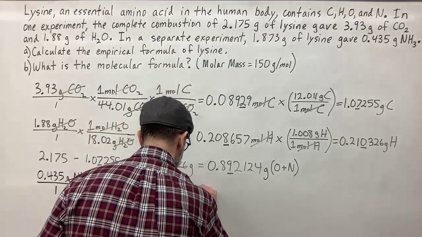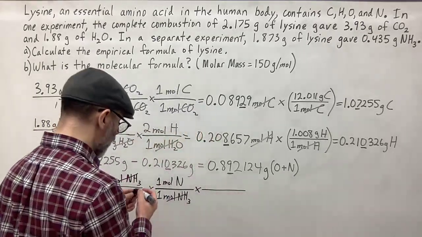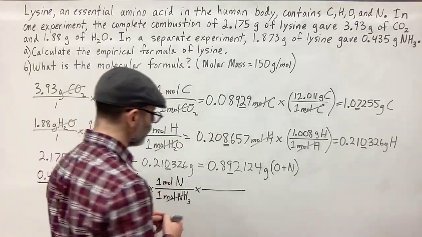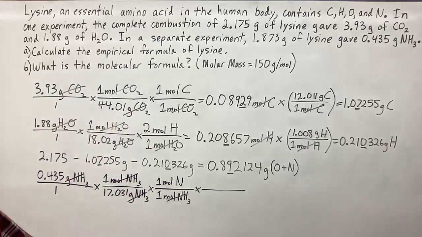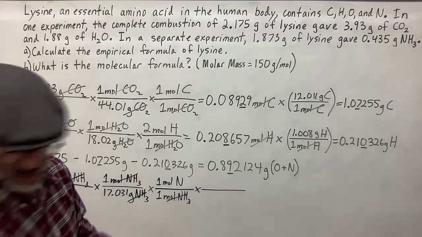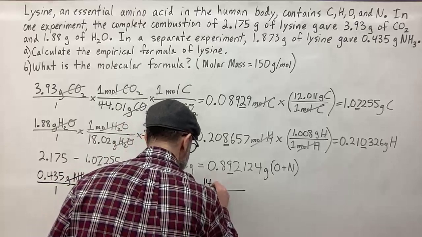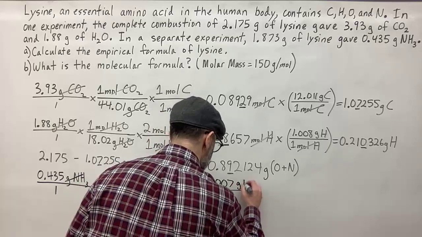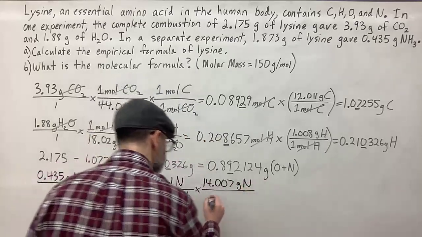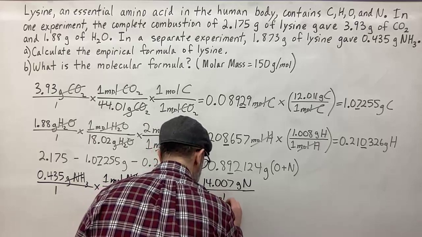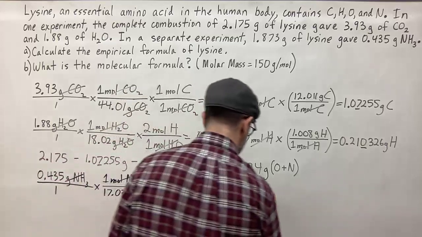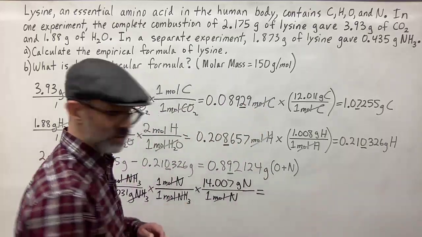So we'll calculate the mass of nitrogen, and we're going to use the molar mass of nitrogen, which is, I believe, 14.01. Let me double check that. Close enough. So 14.007 grams of nitrogen over 1 mole of nitrogen. So moles cancels out, and then I get, what do I get?